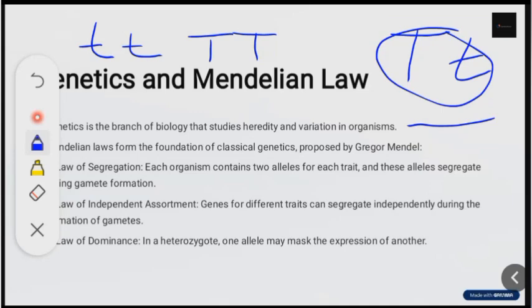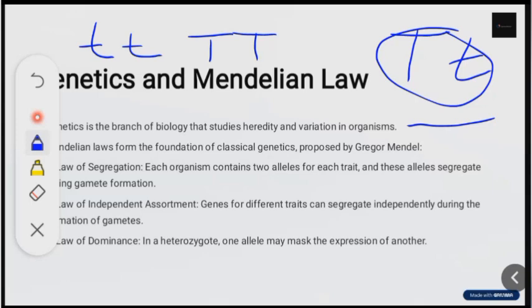Now, the law of dominance is telling us that sometimes, if you are this baby now, do you have the ability to choose which one to be? Can you say, okay, I want to be tall? Along the way, can you say, okay, I don't want to be tall again, I want to now be short? No. The law is telling us that some of these alleles have special characteristics to dominate over the other one.